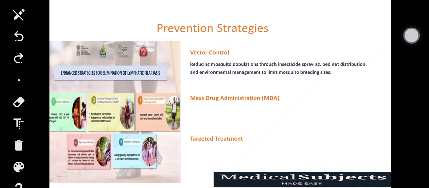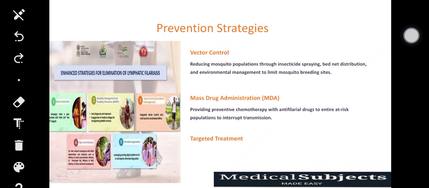If the water gets stagnant, they breed, and then they are responsible for transmission of Wuchereria bancrofti. Along with that, we can do insecticide spraying and personal protection by providing bed nets. Mass drug administration with antimalarial drugs to the entire at-risk population to interrupt the transmission.